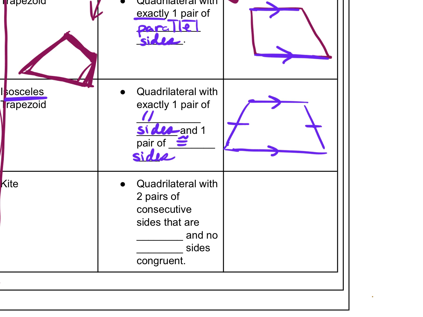Wait, Miss Rubin, what is the two semi-congruent? This is congruent. No, the other one. That's parallel. This one is parallel. Oh, parallel.